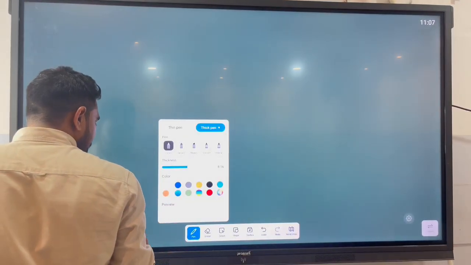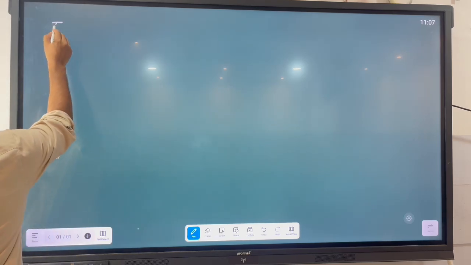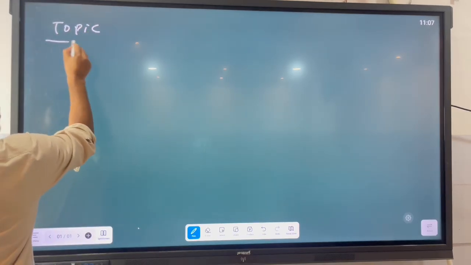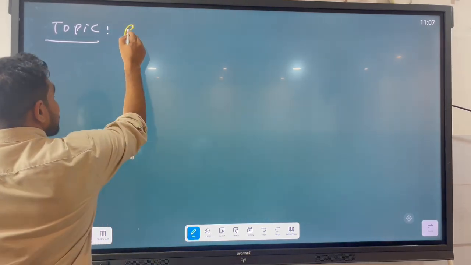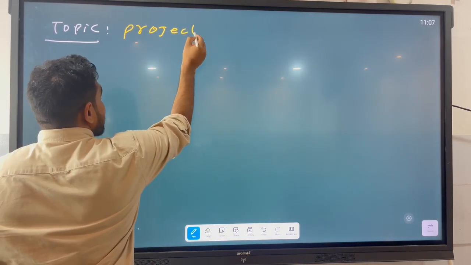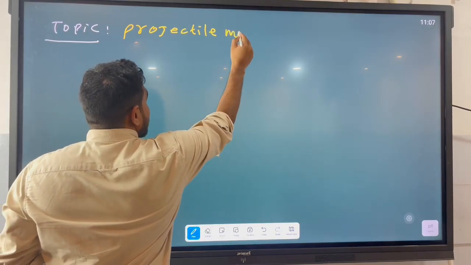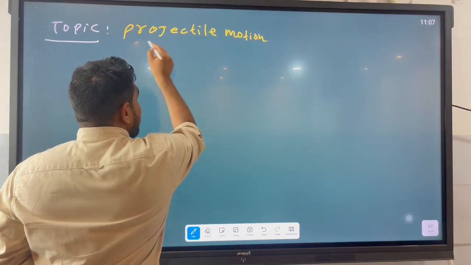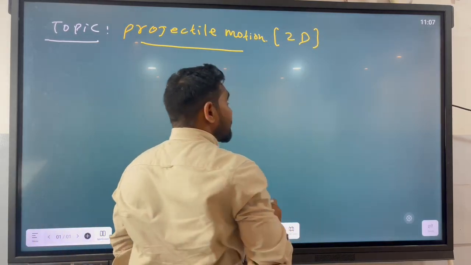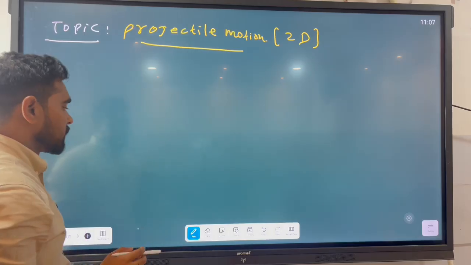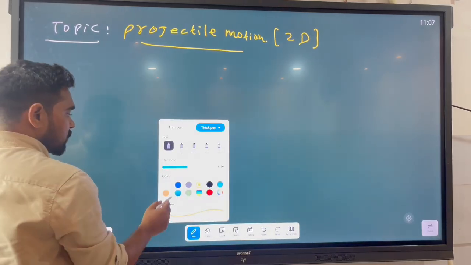Topic for discussion: projectile motion, right? And projectile motion is a 2D motion. 2D motion means x and y both coordinates change with respect to time in two-dimensional motion.